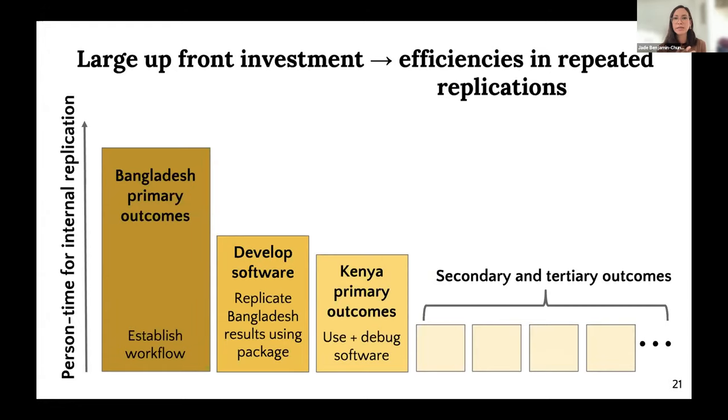Of course, we still had to internally replicate the analysis data set generation and some of the steps, but the core hypothesis testing steps could rely upon what we initially did for the Bangladesh primary outcomes. So there was a really large upfront investment, but then really large efficiencies gained with additional analyses that followed the same overall statistical analysis plan.